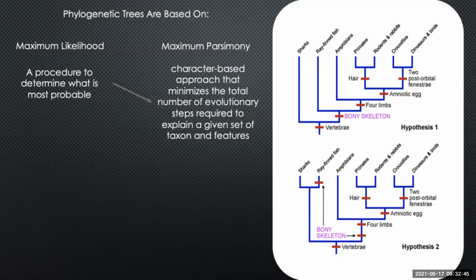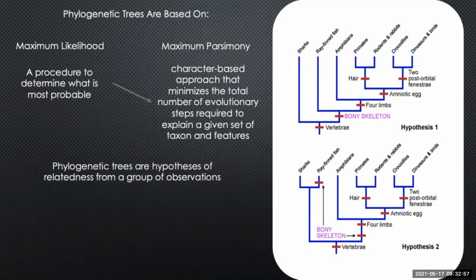And so I'm never going to ask you to make a tree. I just want you to understand this idea of maximum parsimony and the fact that we're making educated guesses. All of these, once again, are hypotheses about how organisms could have evolved. And so in each case, we're trying to look at the relatedness from a group of observations. But again, none of them are perfect. Phylogenetic trees are constantly being updated.